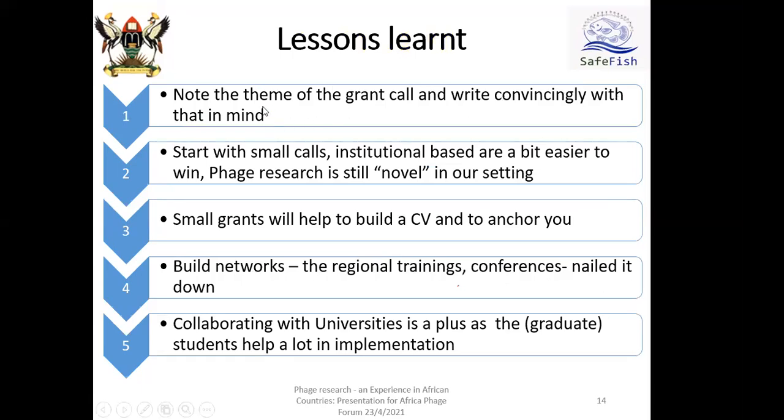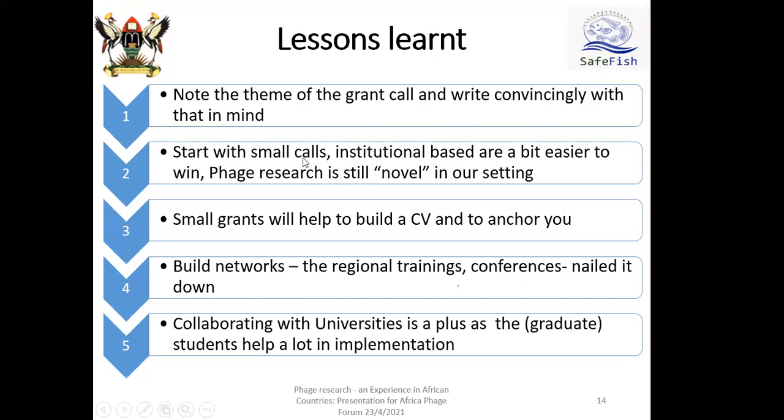The lessons learned in there were some lessons as well. You have to note, or study, the theme of the grant. And even if you had a proposal on a shelf, you can easily modify it and write convincingly to get a grant.